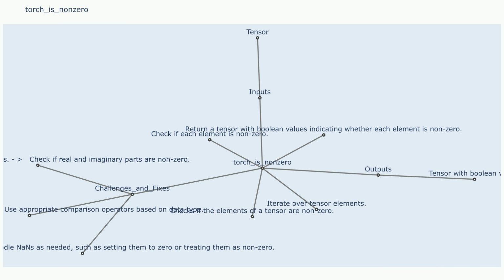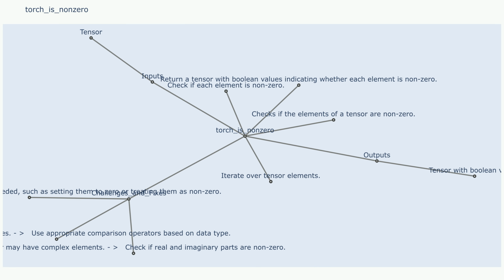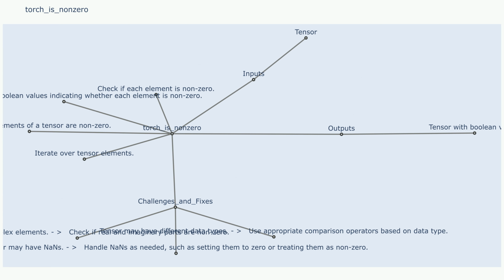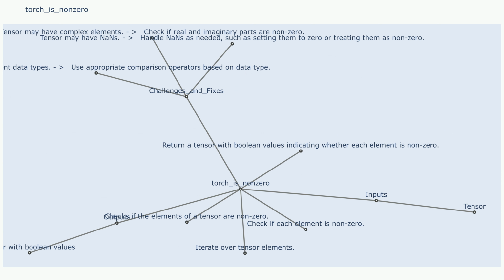torch.is_nonzero. Description. Inputs. Input: a PyTorch tensor of any supported data type. Output: a PyTorch tensor of the same shape as the input tensor. Each element in the output tensor will be a Boolean value indicating whether the corresponding element in the input tensor is non-zero.